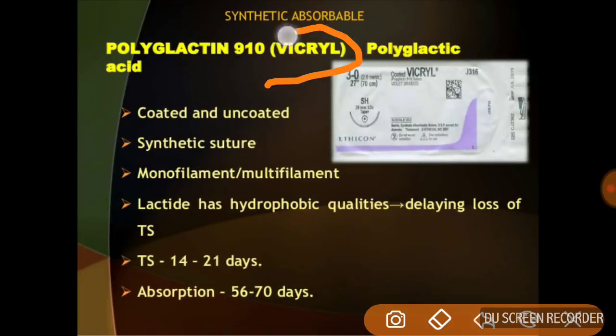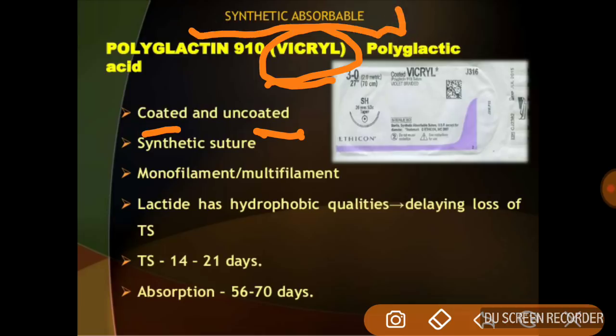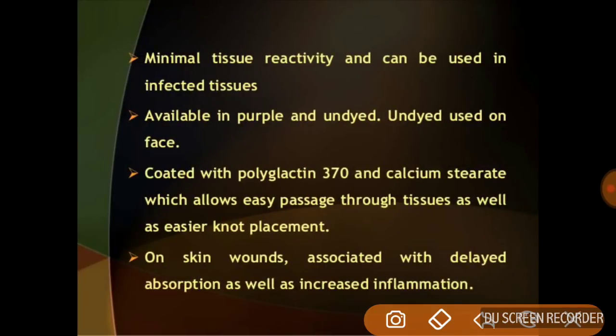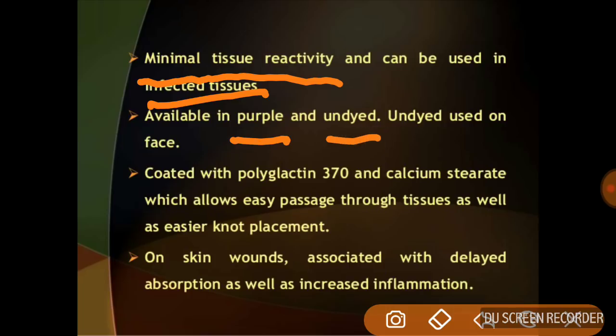This is the Vicryl, which I was telling you is important for your exam. It is both coated and uncoated, and for Vicryl you should remember that it is synthetic and absorbable. Monofilament and multifilament are both available, and lactide has hydrophobic qualities, delaying the loss of tensile strength. Tensile strength 14 to 21 days, and absorption by 56 to 70 days. Being synthetic, Vicryl has minimal tissue reactivity and can be used in infected tissue. Available in purple and undyed.